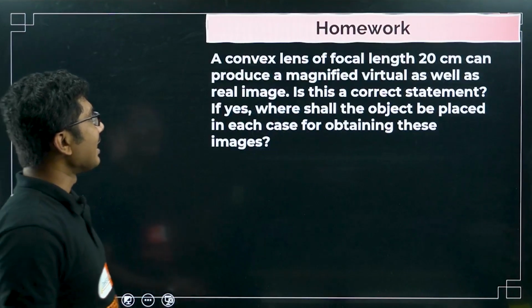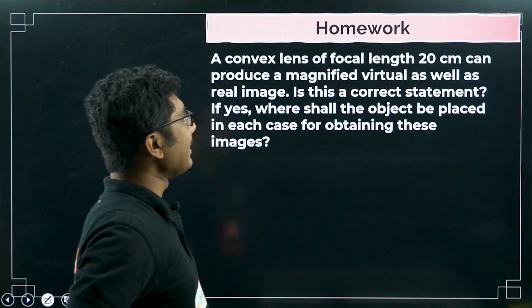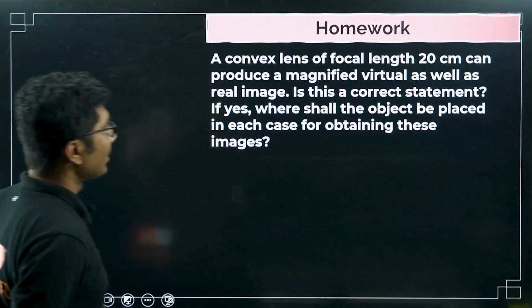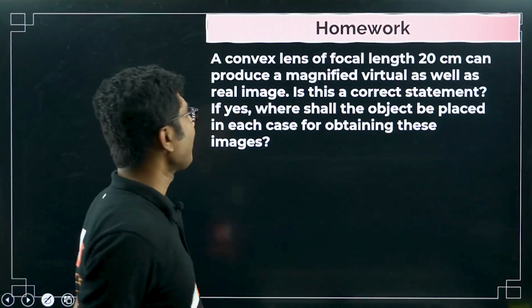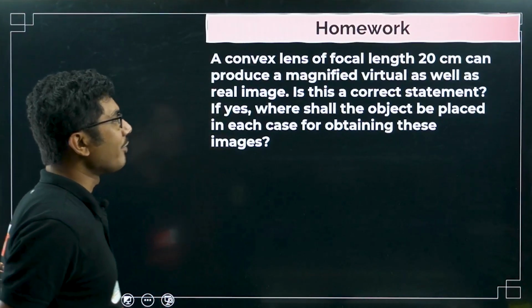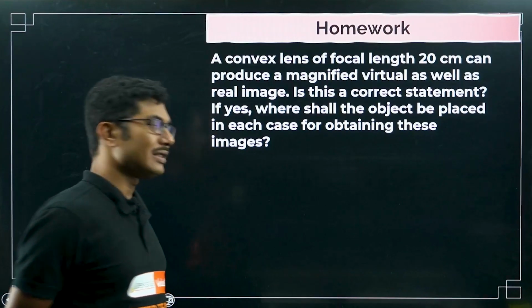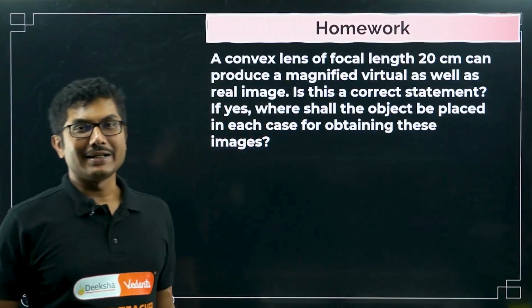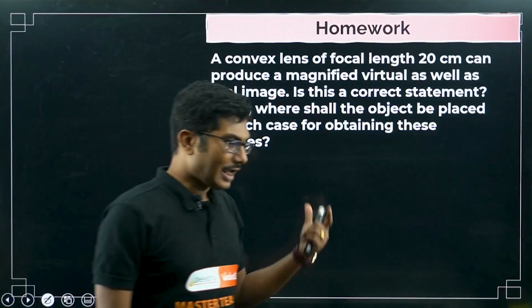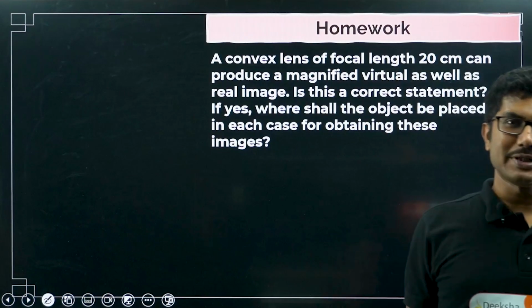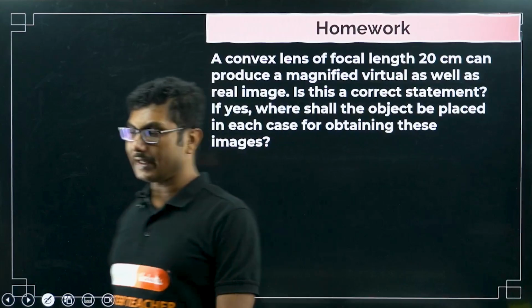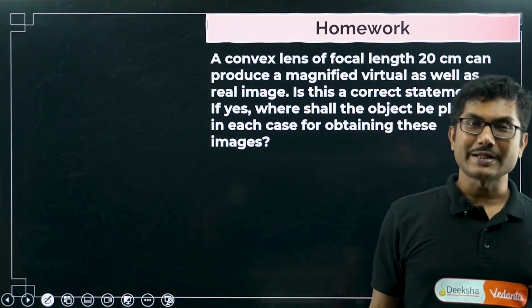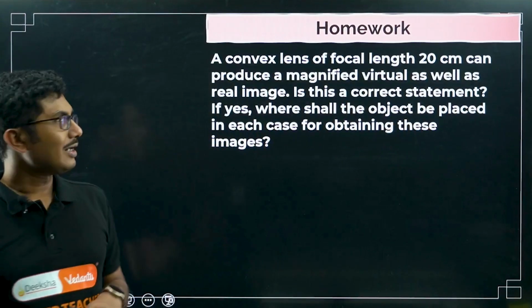Next is, a convex lens of focal length 20 centimeter can produce a magnified virtual as well as a real image. Is this a correct statement? If yes, where shall the object be placed in each case for obtaining these images? First of all you have to say if it is correct. If it is incorrect, then you have to mention what is correct. If the statement is correct, then you have to mention for which positions you should put the object to get a real image and a virtual image. Clear? Direct question.